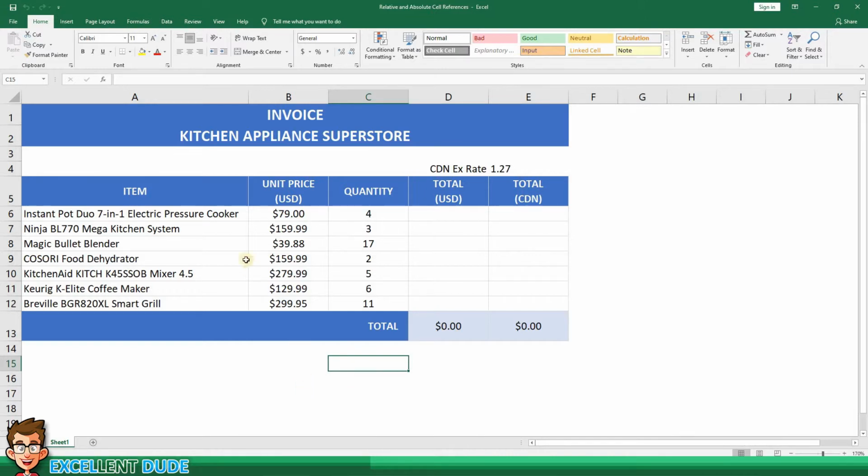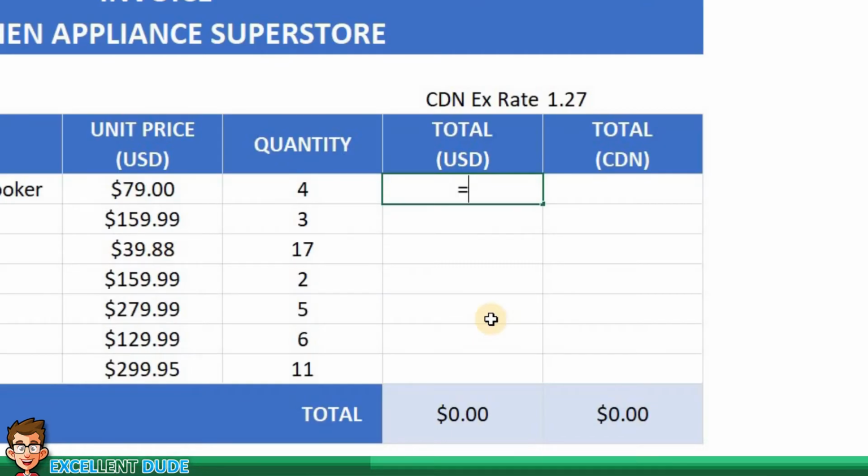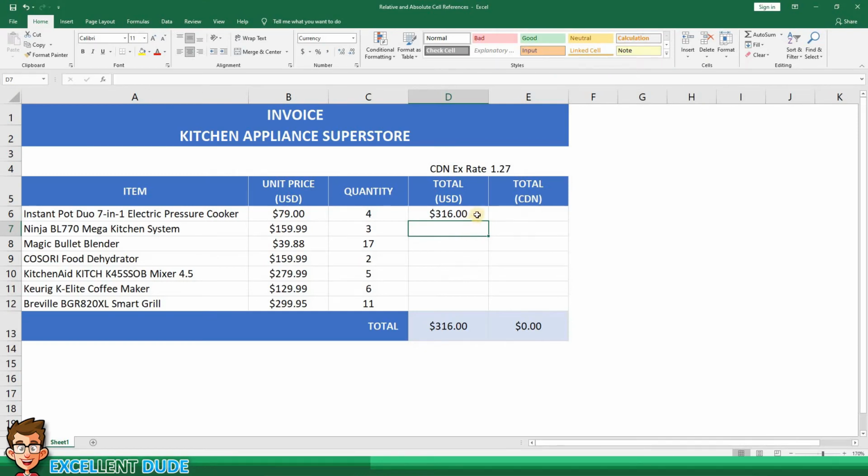I've got a list of products with their unit price and then the quantity sold. To calculate the total, I would multiply the unit price by the quantity sold. The formula would be equals cell B6 times cell C6 and press enter. So for the Instant Pot, the total would be $316.